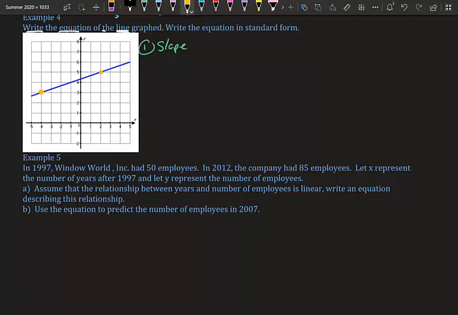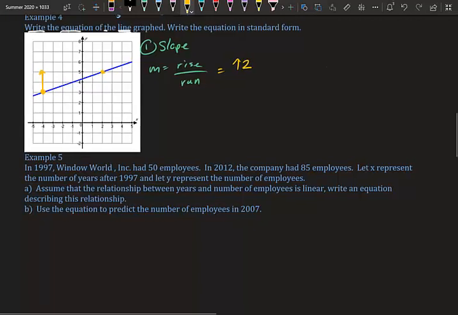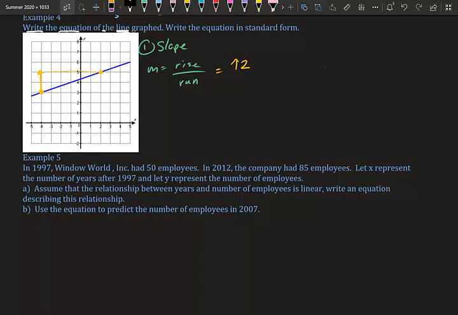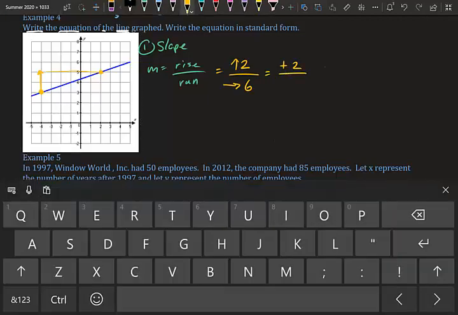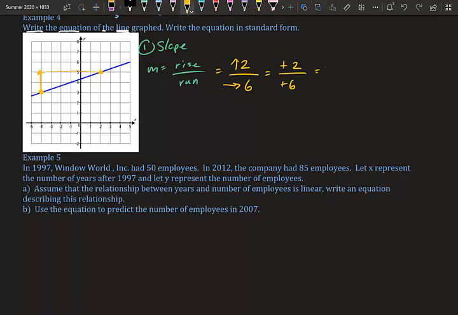Okay, so remember, slope is rise over run. So let's see how much we rise. We go up 2, and we go right 6. So up is positive, right is positive. So we have positive 1/3 is our slope.